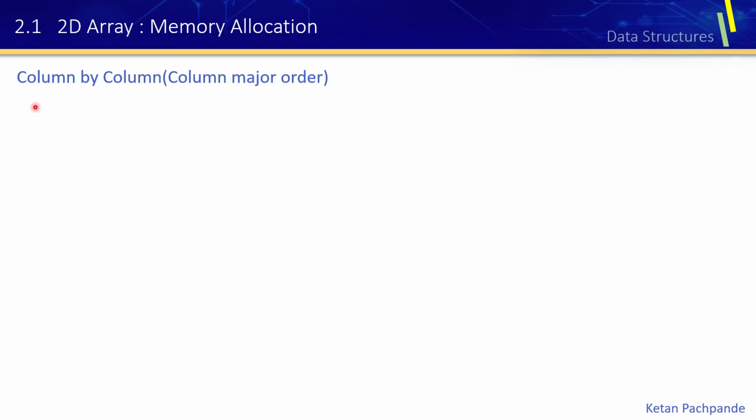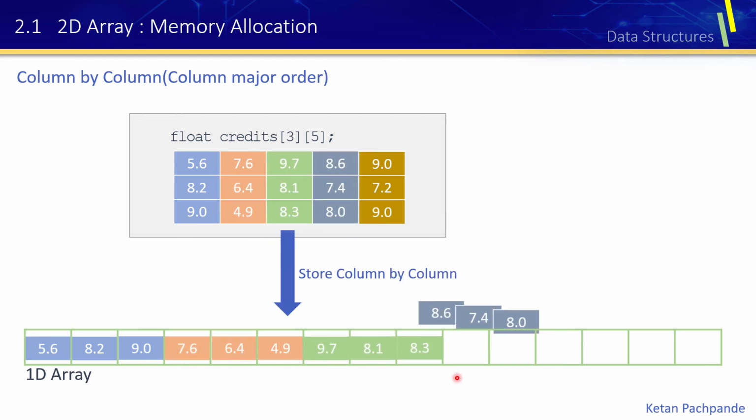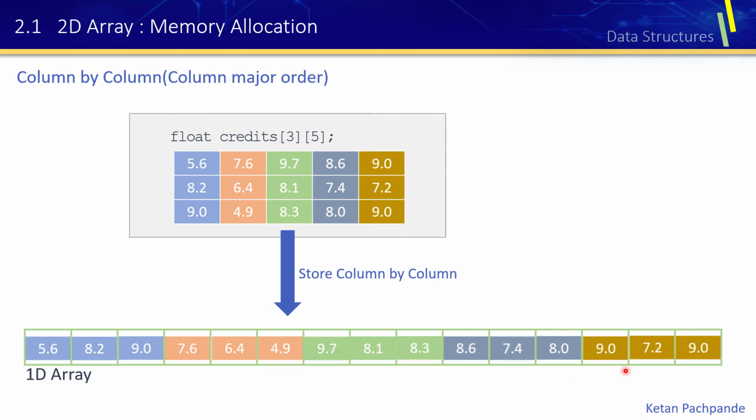Now let us look at the implementation of column major order. Let me take the same matrix again, with 3 rows and 5 columns. First I need to store this in the one-dimensional array. By column major order, the first column will be stored as the first 3 elements of the array, followed by the next column, the third column, the fourth one, and the fifth one. So if you see the arrangement of these elements in the 1D array, it is column by column. And once I store all these 15 elements column by column, it's simple to store this 1D array in memory.